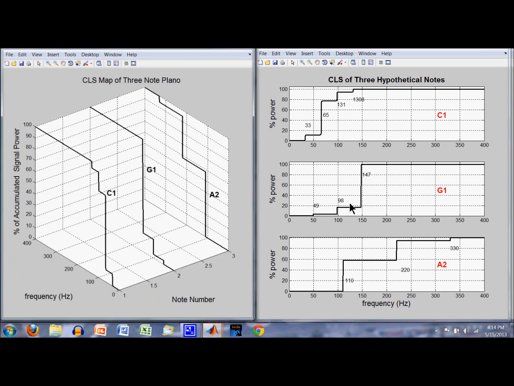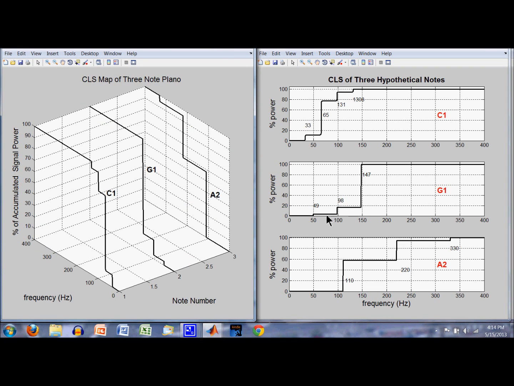Now let's construct the cumulative line spectrum map, and it's just the same thing as these 3 cumulative line spectra, except it's all on one plot. I'm plotting the frequency along this axis, just like I'm plotting the frequency along that axis. I'm plotting the percent of accumulated signal power along that axis, just like over here. But I'm also plotting against the note number. Here's C1, G1, and A2. So it's the same information that I have on these 3 spectra. It's just on one plot.